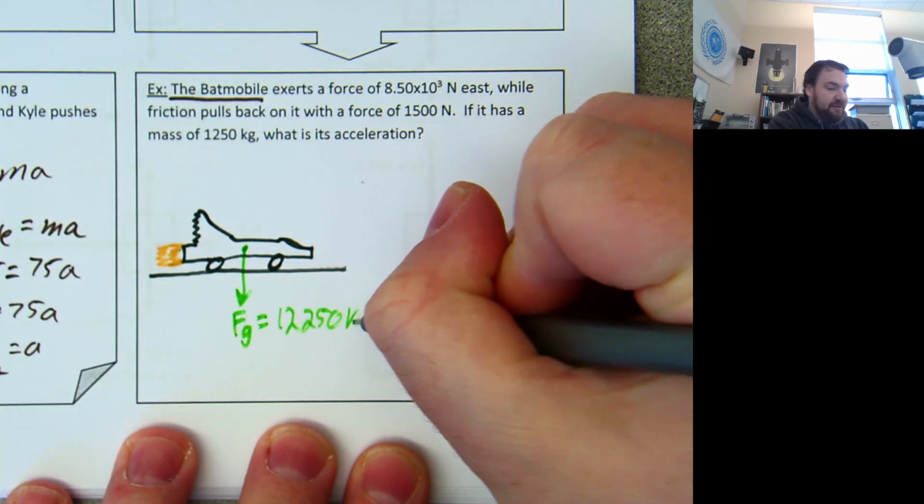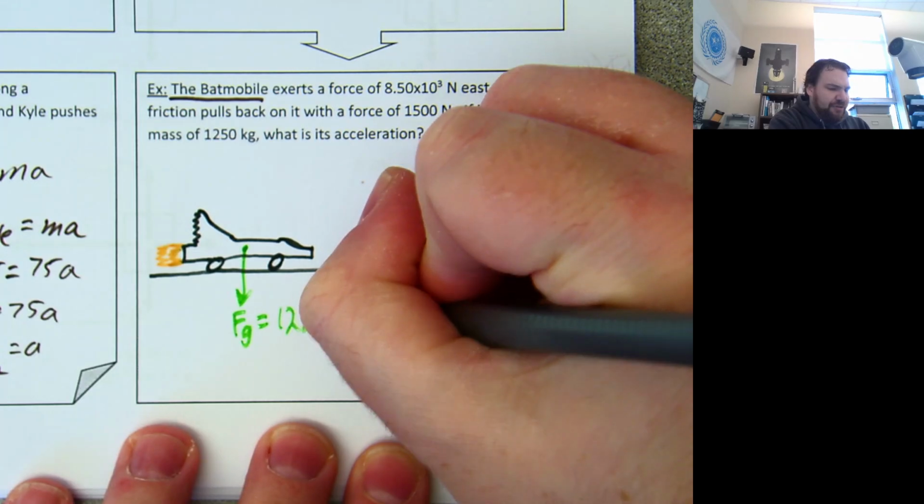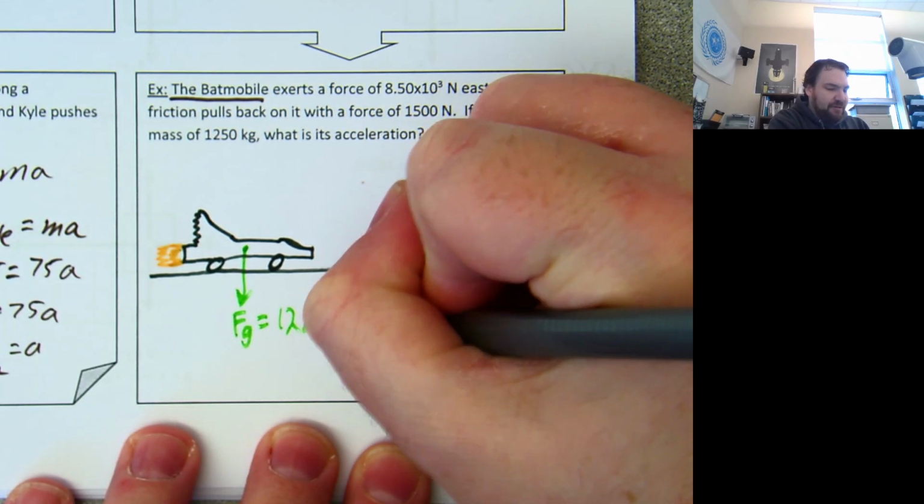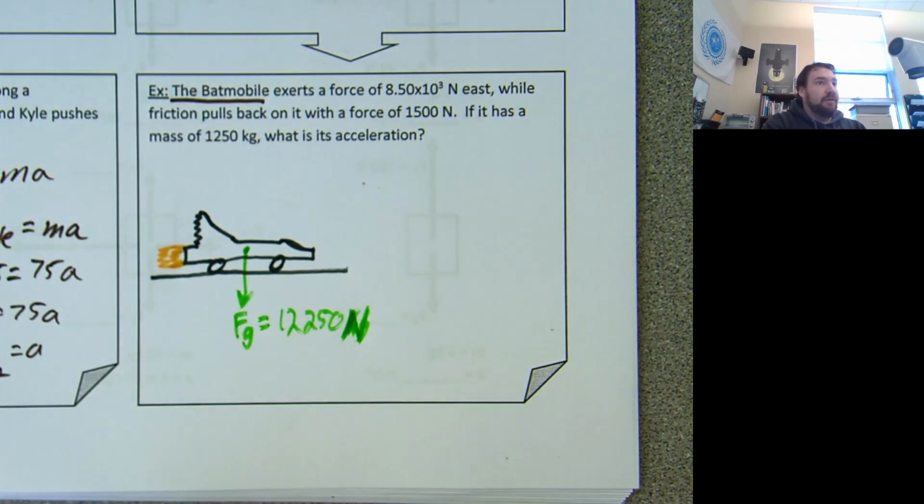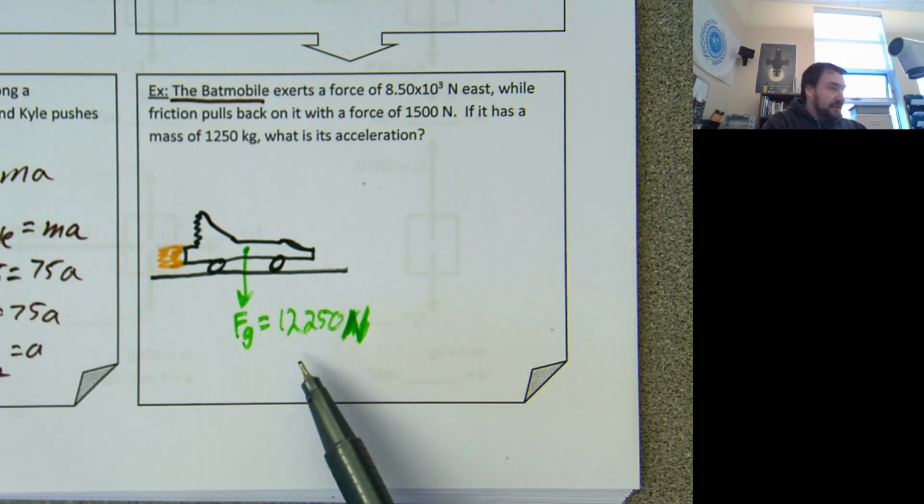12,250 kilograms. Newtons. Oh, newtons. No, I put the wrong units down. You're good. Kaylin, you got that value too? Because I saw you punching into your calculator.